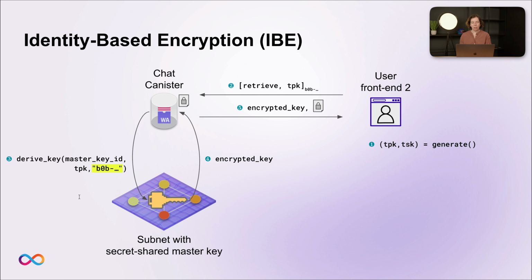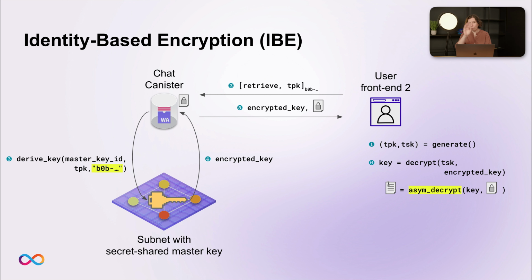The chat canister then calls the derive key method on the subnet, given the master key ID as before, Bob's transport public key, and the derivation ID. The subnet derives the key, encrypts it, and sends the encrypted key back to the canister, who then sends it to Bob's front end. Bob can then use his transport secret key to decrypt the encrypted derived key to get the secret key that will work to decrypt the message sent by Alice and get the message in plain text.